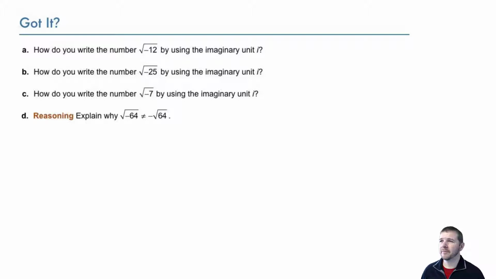Your turn, part A. How do you write the number, the square root of -12, by using the imaginary unit i? Part B. How do you write the number, the square root of -25, by using the imaginary unit i? Part C. How about the square root of -7, using the imaginary unit i? And part D is a reasoning item. Explain why the square root of -64 does not equal the negative of the square root of 64.